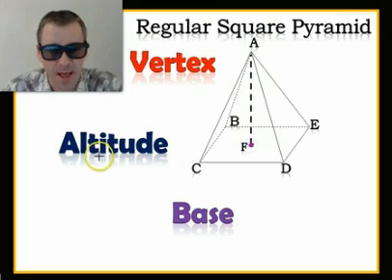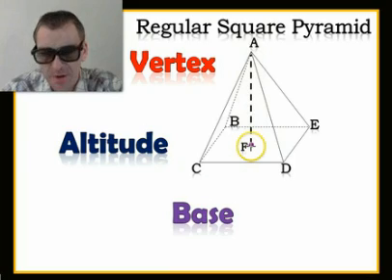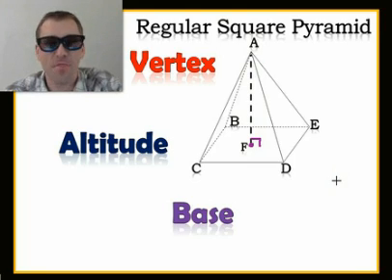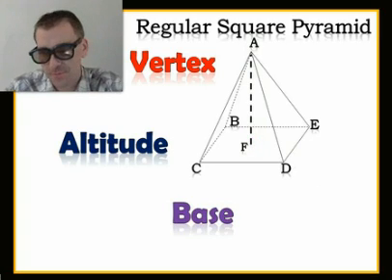So my definition would be this. An altitude comes from the vertex, goes to the center of the base, and forms a right angle with the base. That is your exact definition of an altitude of a pyramid. There it is. So what's next?